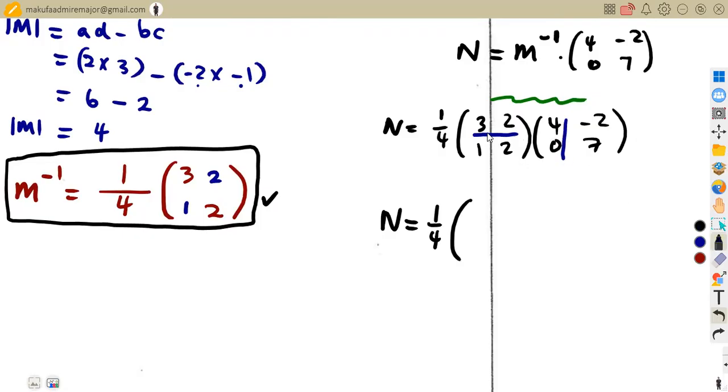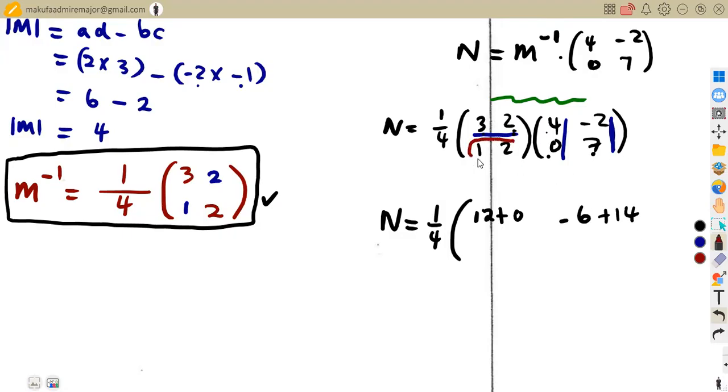So let's multiply 3 times 4, this is going to give us 12, plus 2 times 0, which is 0 in this case. So we are going to obtain 12 plus 0. We are done with this row and this column. We move on to the same row, but now on this column. That's 3 times negative 2, which is going to give us negative 6, and 2 times 7, which is going to give us 14. We are done with this row and this column.